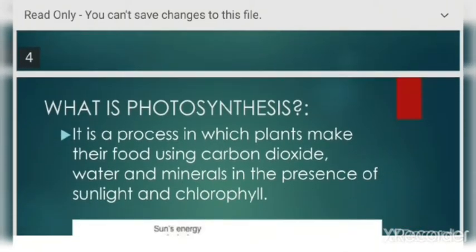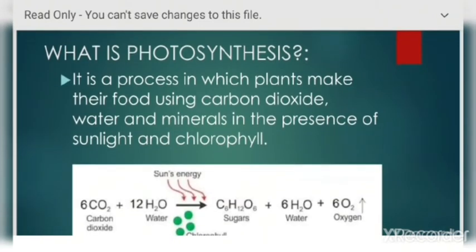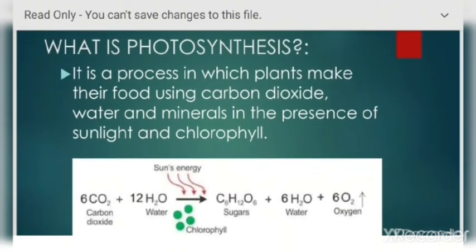Now we will see what is photosynthesis. As you have learnt in your earlier classes, it is the process in which plants make their food using carbon dioxide, water and minerals in the presence of sunlight and chlorophyll. You can observe from this equation where 6 molecules of carbon dioxide react with 12 molecules of water in the presence of sunlight and chlorophyll to give starch, 6 molecules of water and 6 molecules of oxygen.